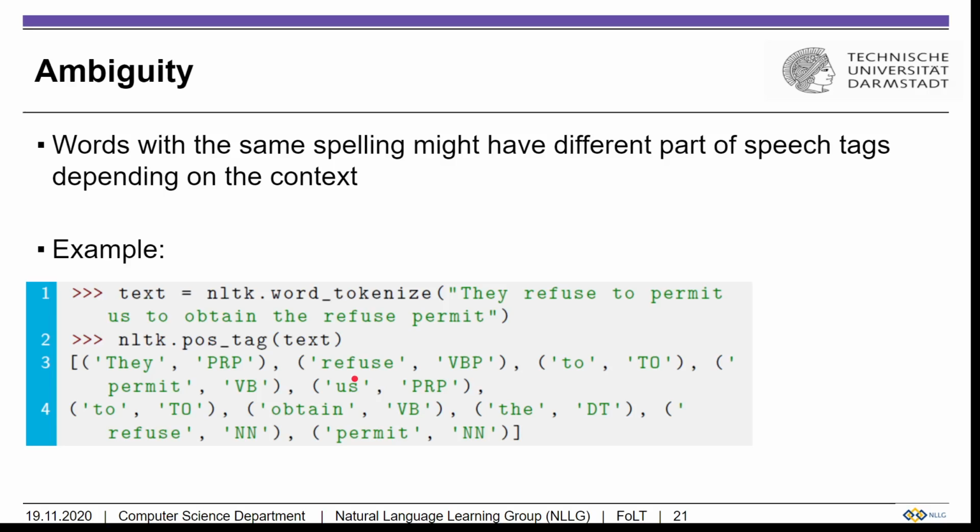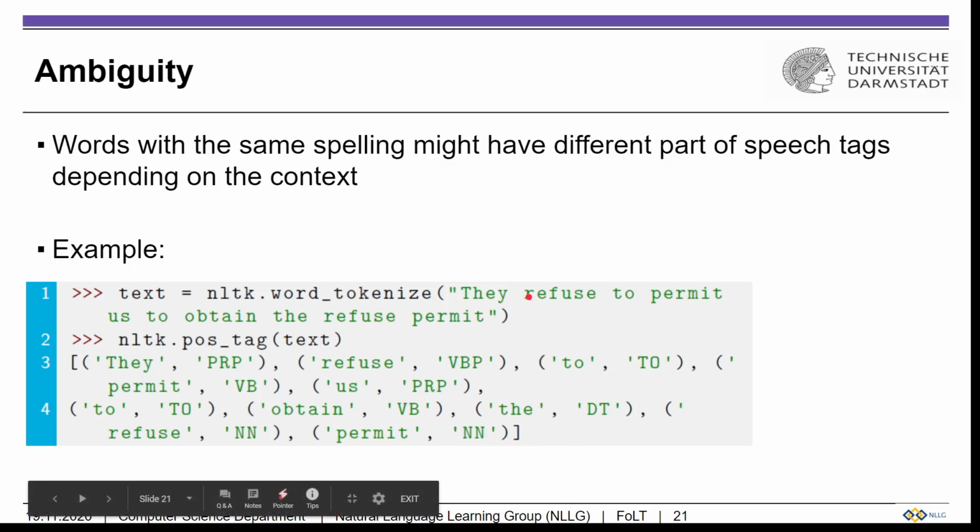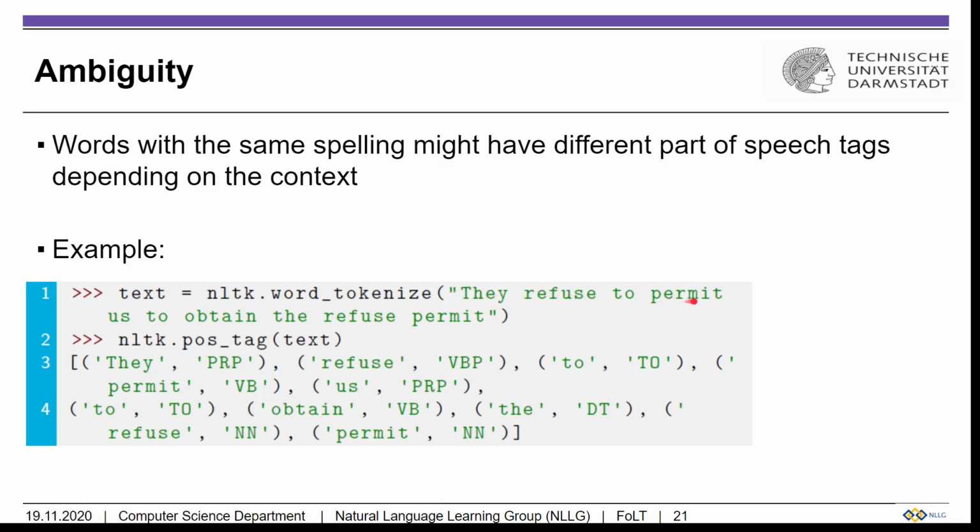Ambiguity, so that's what we've already talked about. Words with the same spelling might have different part of speech tags depending on the context. That's the previous example with "can" that we've seen. Here we see another instance for the word "refuse". So I read out a sentence here. They refuse to permit us to obtain the refuse permit. So we have the same spelling here, but we have different part of speech tags.